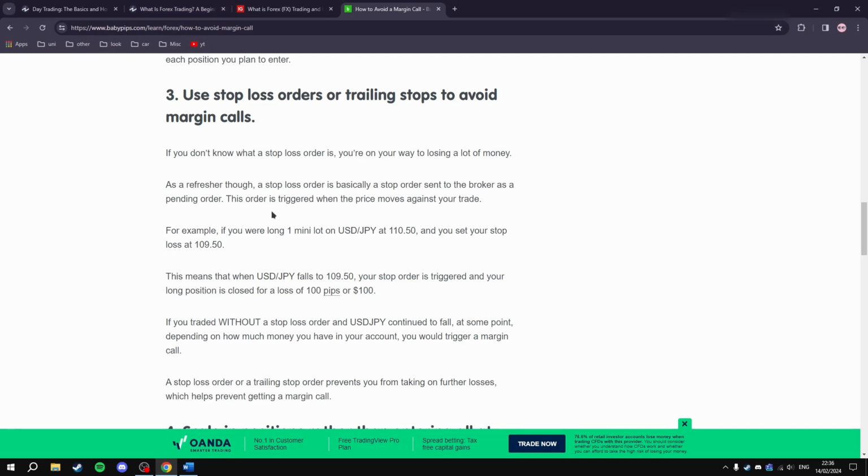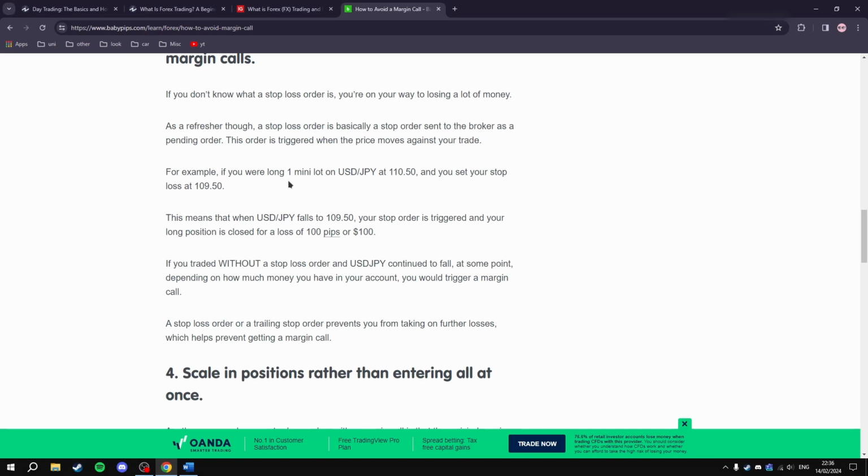If you don't know what a stop loss order is, you're on your way to losing a lot of money. As a refresher though, a stop loss order is basically a stop order sent to the broker as a pending order. This order is triggered when the price moves against your trade. For example, if you're long 1 mini lot on USD JPY at a high level at 110.50 and you set your stop loss at 109.50, this means that when USD JPY falls to 109.50, your stop order is triggered and your long position is closed for a loss of 100 pips or $100.